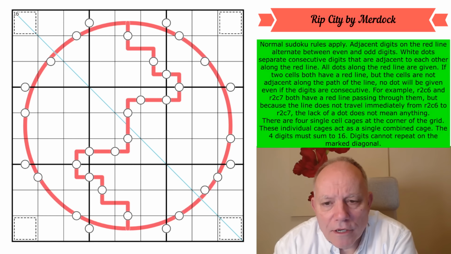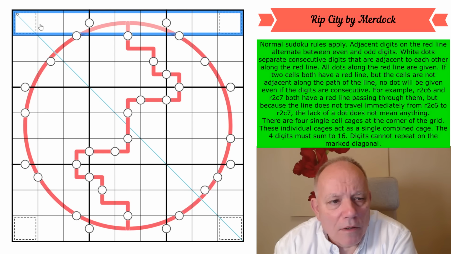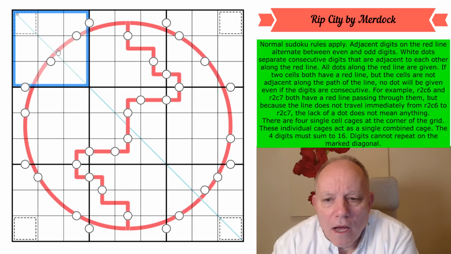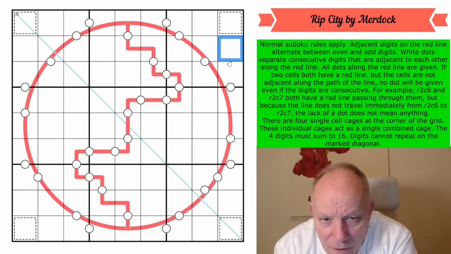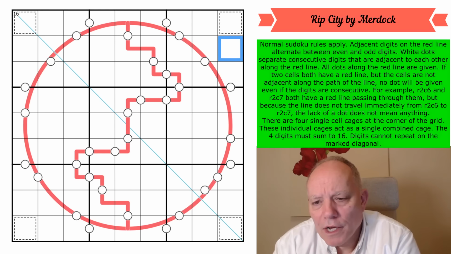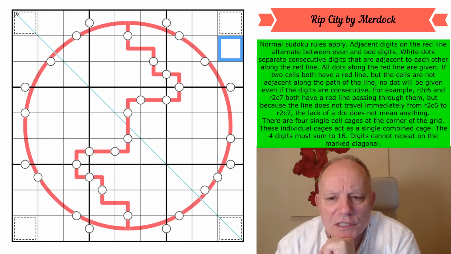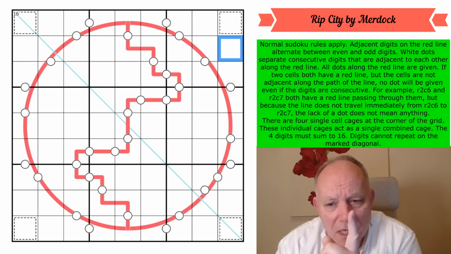I am going to go through the rules of this puzzle now. So, the digits 1 to 9 appear once in each row, column and box because normal Sudoku rules apply. Adjacent digits on a red line alternate between even and odd. Now, what digits are on the red line? I'm going to use the white dot rule to help us identify that for clarity. White dots separate consecutive digits that are adjacent to each other along the red line. All such dots are given.